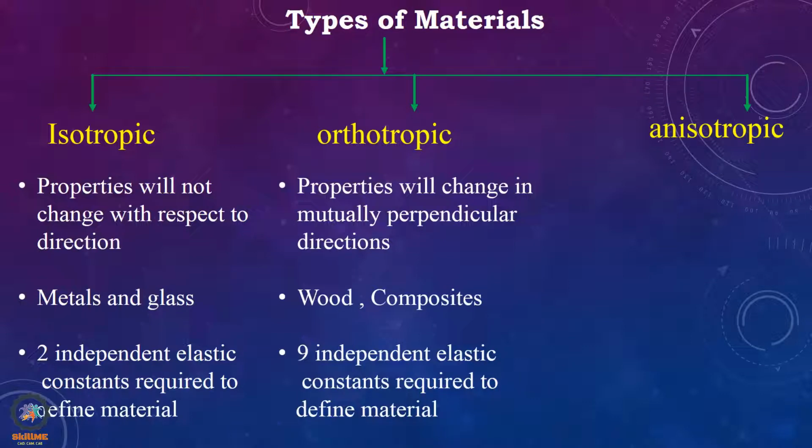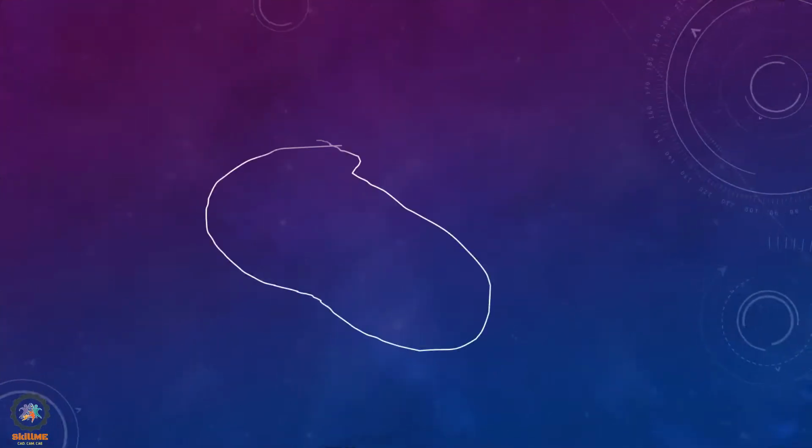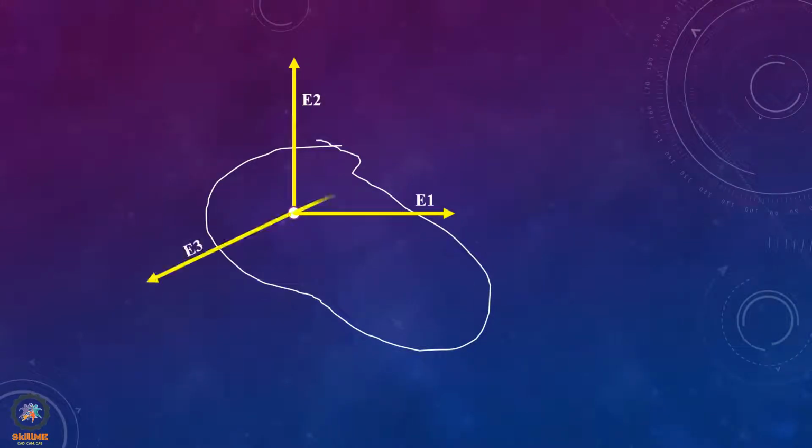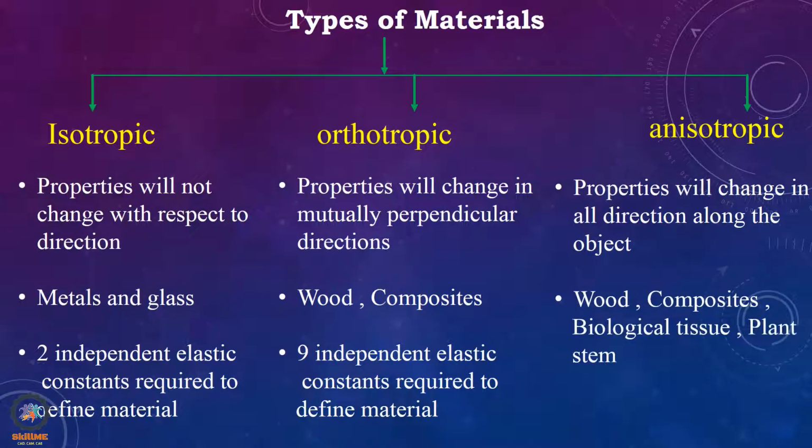Now let's move on to the anisotropic material. These are materials in which properties are going to change in all directions along the object. So if I have to give an example of anisotropic material, then at any point, since the properties are going to change, you have to define the properties along every important direction. As you can see over here, properties are changing along every direction along the object. Common examples of anisotropic material are woods, composites, and biological tissues.